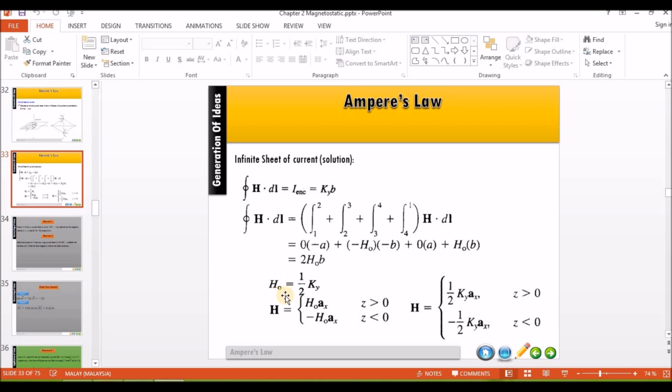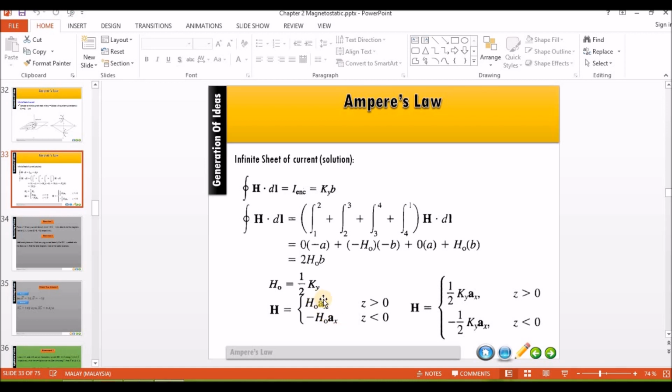If you look at this formula, it is not bold, meaning that this is the magnitude of the magnetic field: you take K_y and divide by 2, then you get the magnitude of the magnetic field. And this one is a bold H, meaning that it is a vector quantity and has direction. So you have to look at the location of your plane and also the direction of your current density in order to determine the direction.